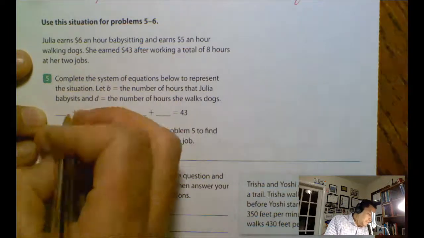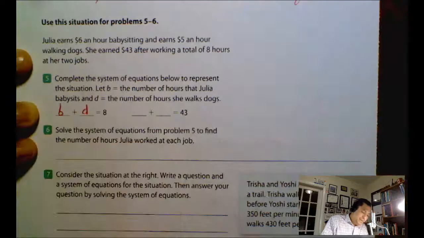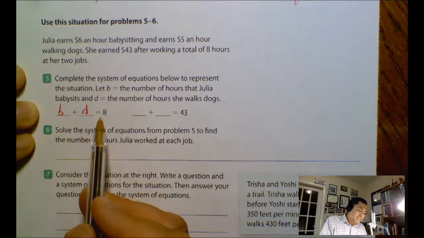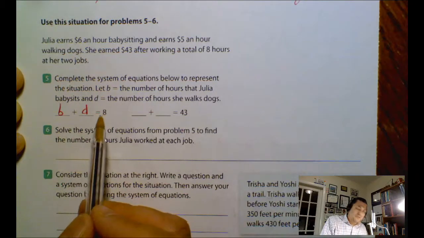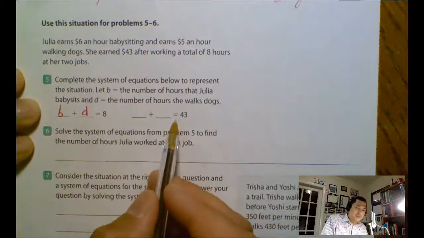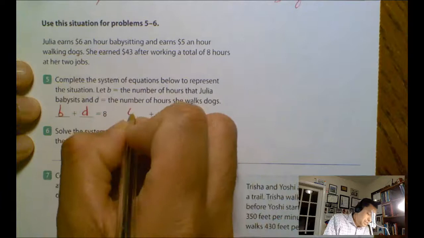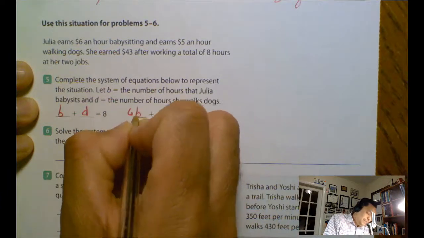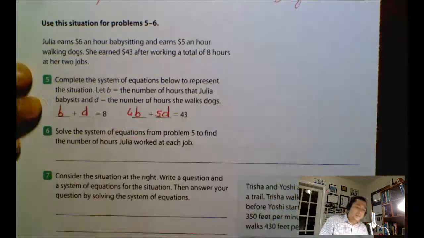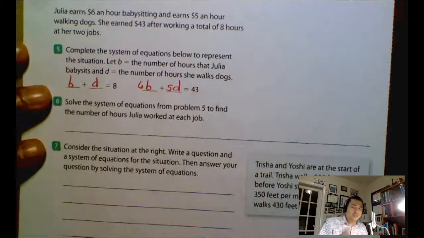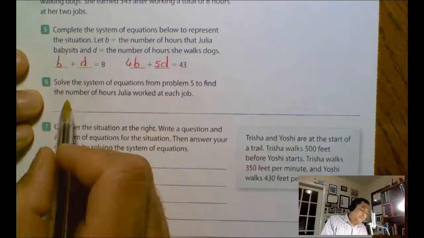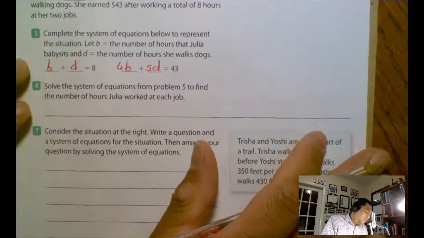So in this case, the first equation will be B plus D, because she babysits and she walks the dogs, and she is getting paid for 8 hours in this case. So these are the time, 8 hours. Then it's the money, $43, but she gets paid $6 for babysitting, and she's getting paid $5 to walk the dogs. Those are the two equations that we have. Then solve the system of equations from problem number 5. Find the number of hours Julia worked at each job.